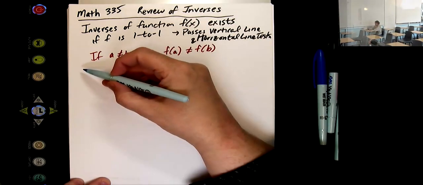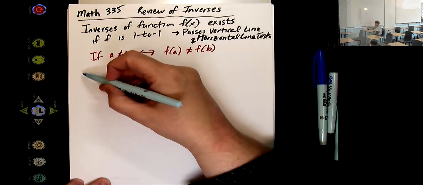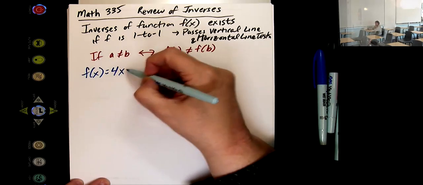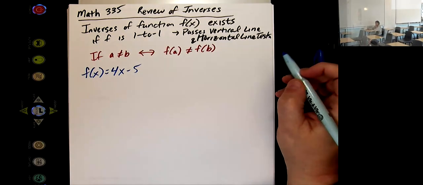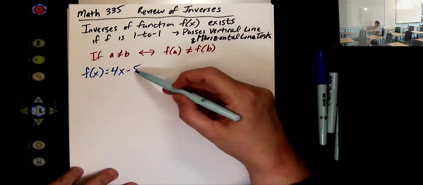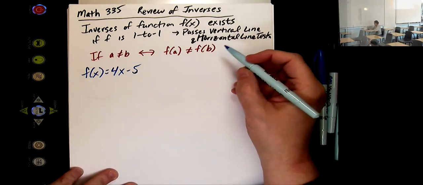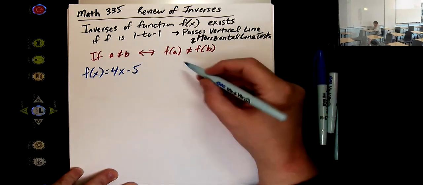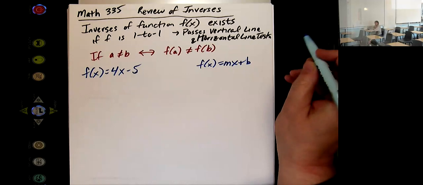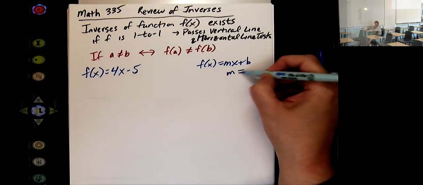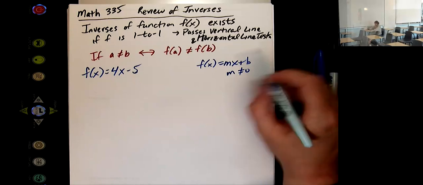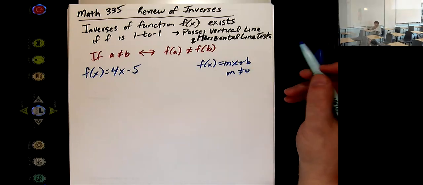Let's take a look at some. Let's do some basic ones like, I don't know, f of x equals 4x minus 5. Any function that has an mx plus b always passes this test, unless m equals 0. If m equals 0, we have a horizontal line. Other than that, it's just a line, so it's always going to pass.